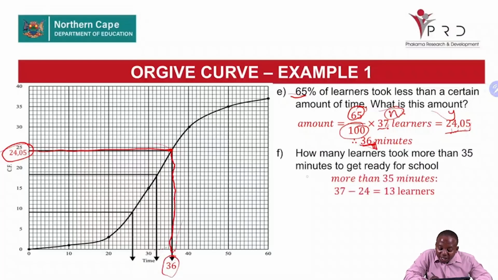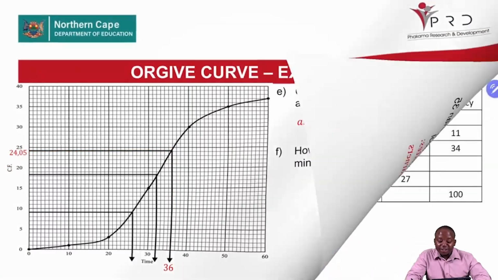How many learners took more than 35 minutes to get ready for school? So we say in the total learners, how many are they? How many learners do we have? We have a total of 37 learners. They took more than 35 minutes. Those 35 minutes is from 36 going up. So we take this 36 value. We are now reversing the question. What are we doing? We move up. Where it meets the graph, we get the value there. So that's why we minus them by the 24. So we minus 24, we get a total of 18 learners.